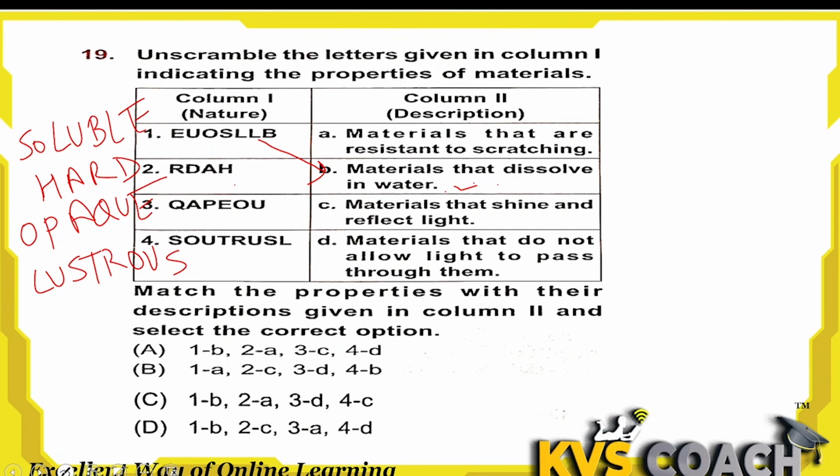Number 2, hard. Hard is a material that resists scratching. So 2 is A. Here the first one is B, 2 is A. Third, opaque. Opaque means a material that does not allow light to pass through it. And lustrous means that it has shine and reflects light. So this is BADC. In third we have BADC. C is the right answer here.